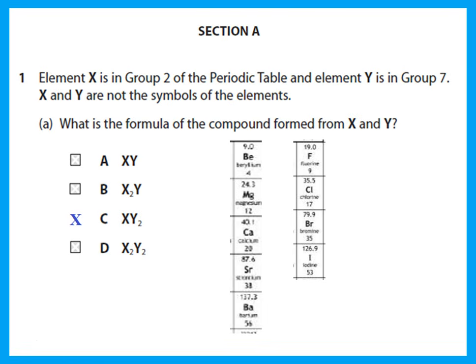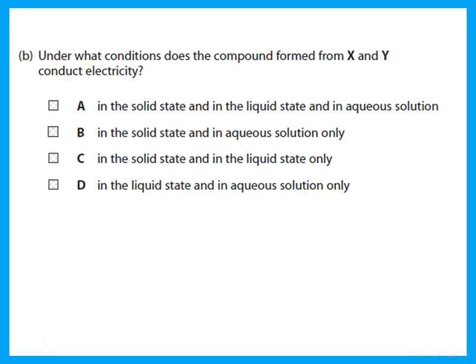Remember, the valency of 1 goes under the other. Anything in group 2 has a valency of 2. Anything in group 7 has a valency of 1. Under what conditions does the compound formed from X and Y conduct electricity? We said anything from group 2 with group 7, that means it's ionic. Ionic will conduct electricity in what? It will conduct electricity in the liquid state and in the aqueous solution only.